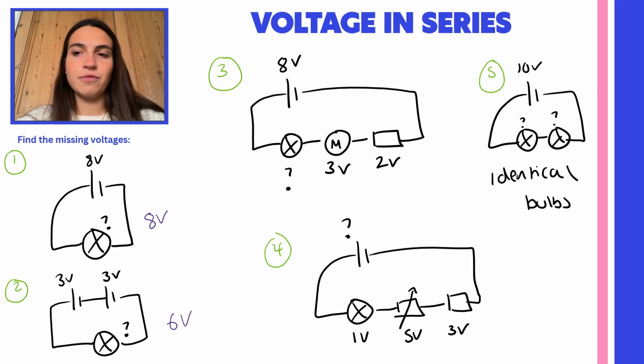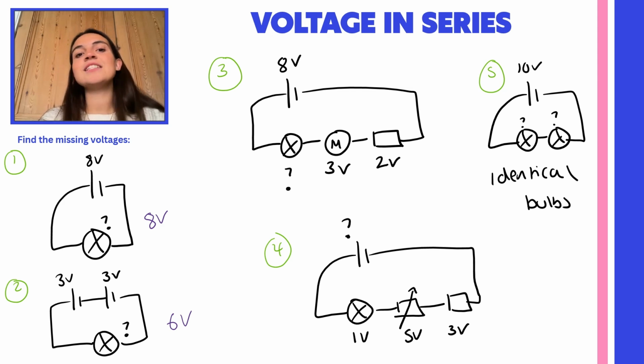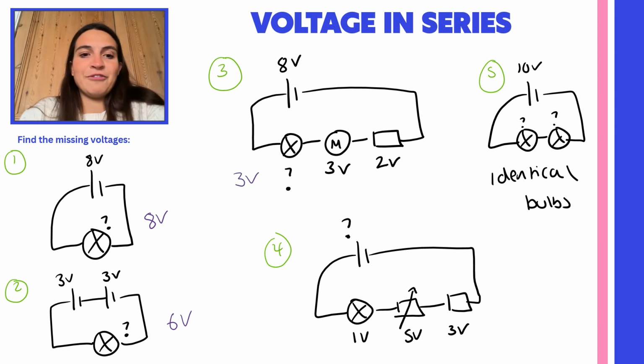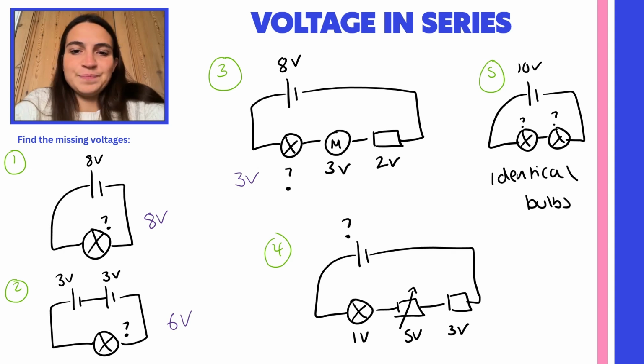Okay, number 3, we have a supply voltage of 8 volts, and then I have 3 different components in my circuit that can use those 8 volts. I've got my bulb that I'm trying to figure out the voltage over, I've got my motor which has 3 volts over it, and I've got my resistor with 2 volts over it. So together, that motor and resistor are using 5 of those 8 volts. So my bulb is left with 3 volts.